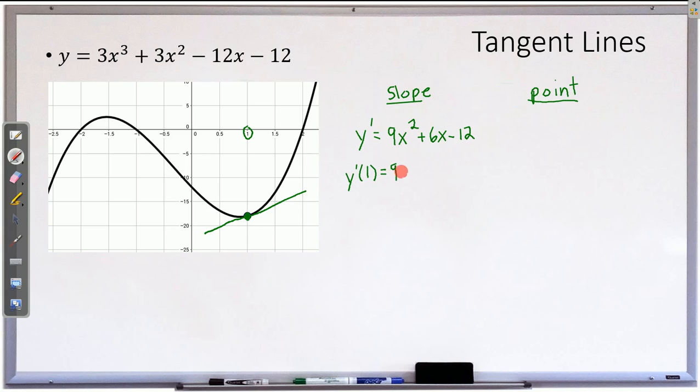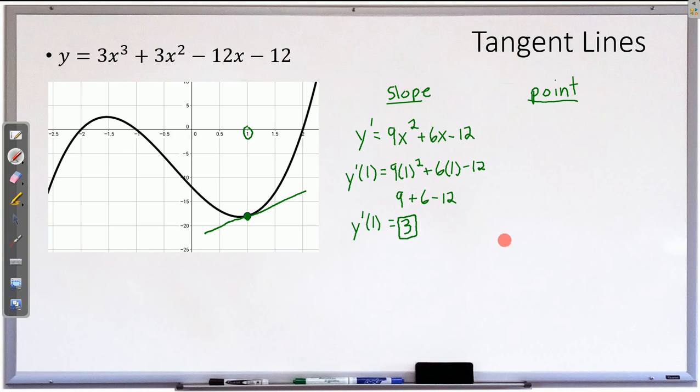So we'll plug in 1, that's nice and easy. We can pretty much do this in our head, it looks like. So we have 9 plus 6 minus 12. So that y prime at 1 is equal to 15 minus 12, which is 3. All right, so now we have our slope. The rise and the run is 3 over 1.